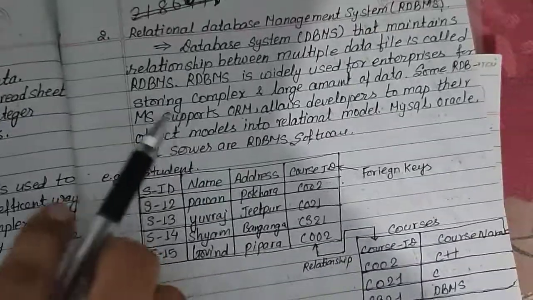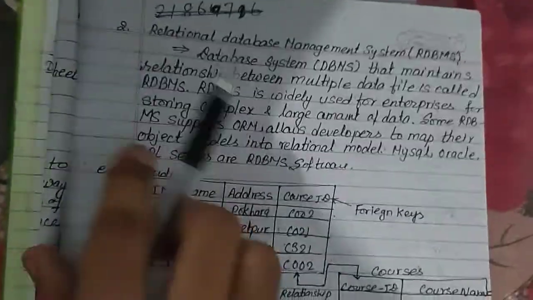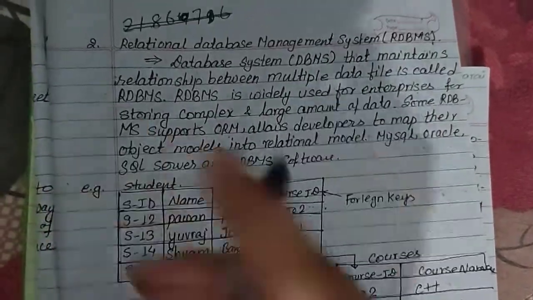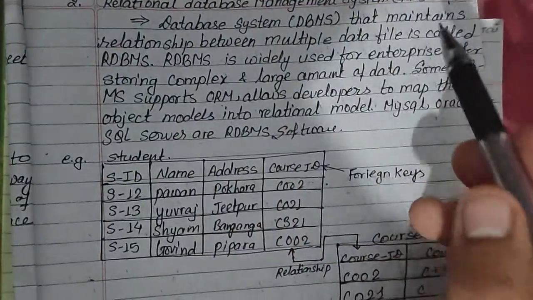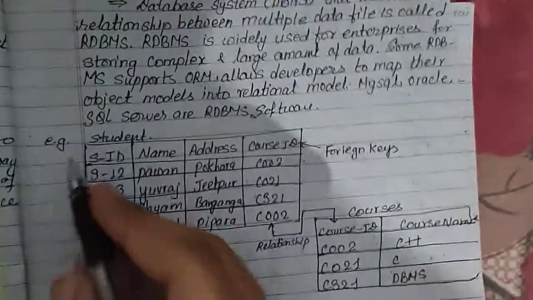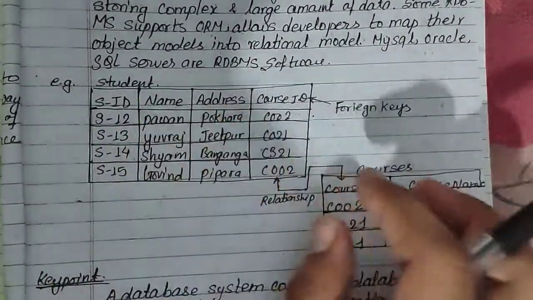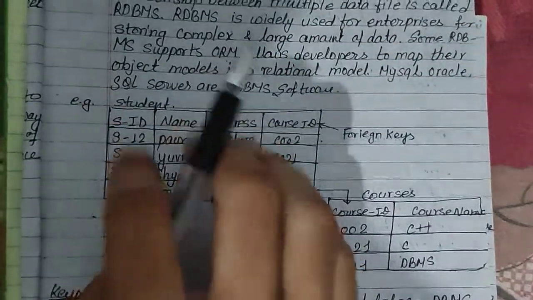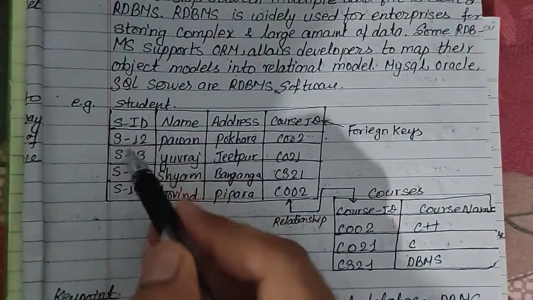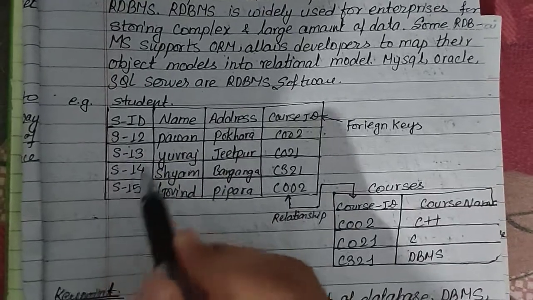What is a relational database management system, or RDBMS? A relational database system that maintains the relation between the multiple data of the file is called a relational database system. For example, we have two tables, students and course. Suppose we have a table students. They are student IDs S12, S13, S14.